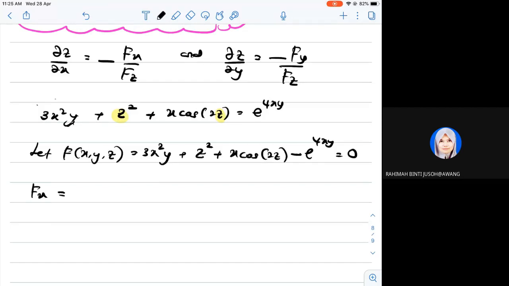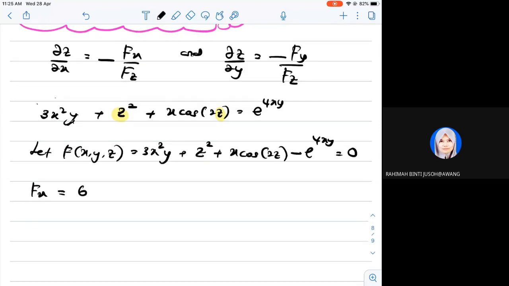So in this case, differentiate 3x squared y becomes 6xy. Okay, good. And then second term tu dapat apa? Z squared. Bila differentiate terhadap x dapat apa? 0. Okay, very good. Sebab dia constant kan? Z tu constant. Okay, seterusnya x cos 2z tu, dapat apa bila differentiate terhadap x?